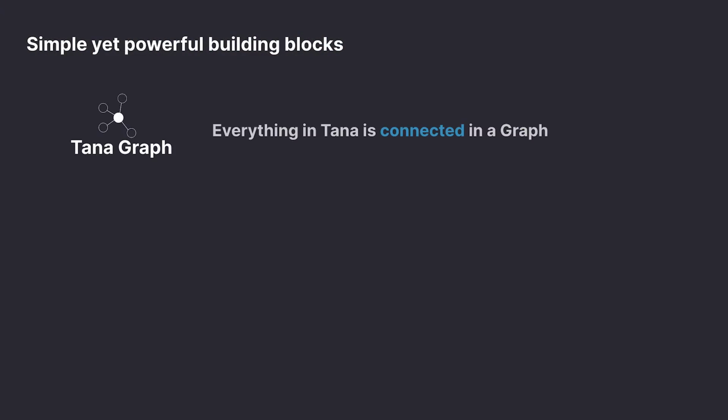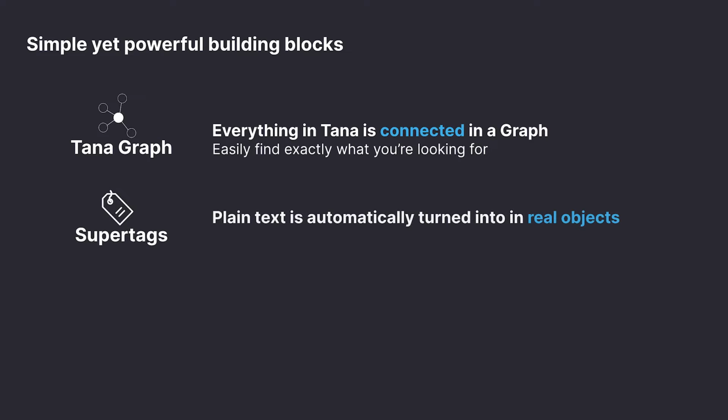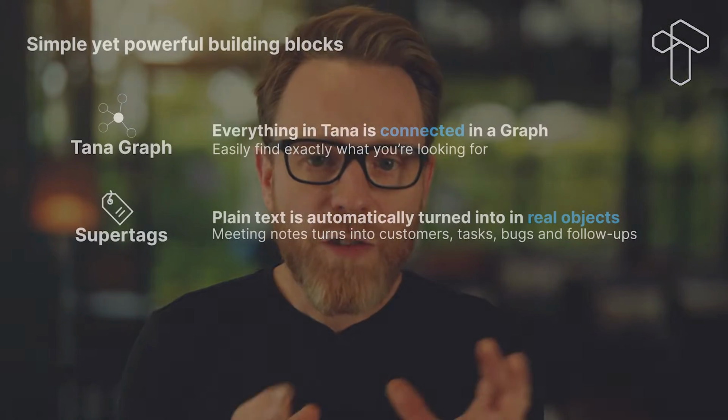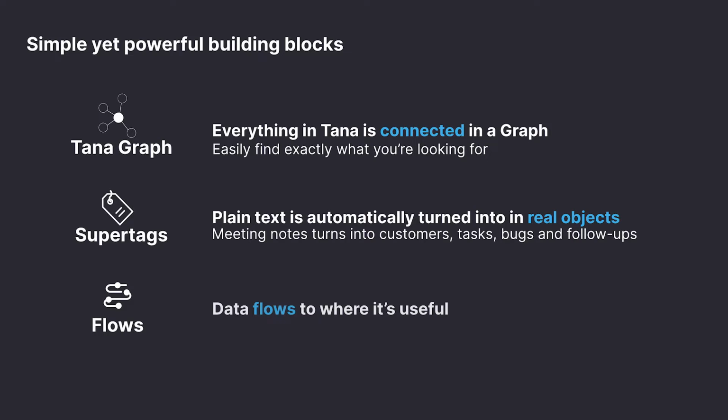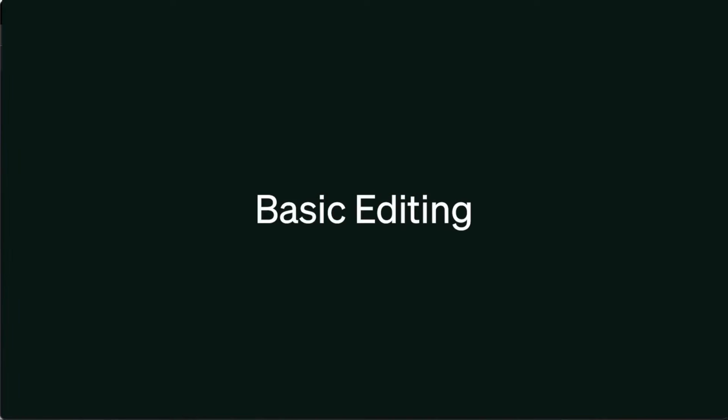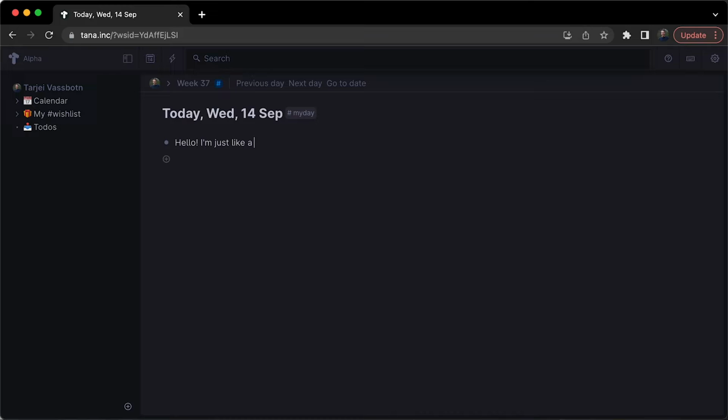Everything in Tana is connected in a knowledge graph so you can easily find and extract exactly what you're looking for. With Supertags, text can be turned into real objects, so your meeting note is connected to customers, people, and projects in your meeting. These objects flow to where they're useful. Tasks, bugs, and follow-ups from your meeting automatically flow to the processes they belong to so you can stay on top of everything.